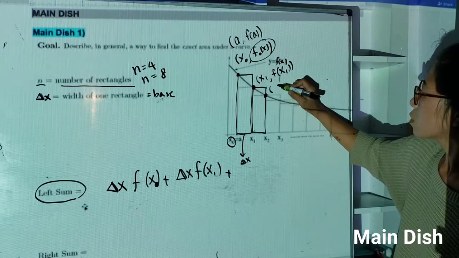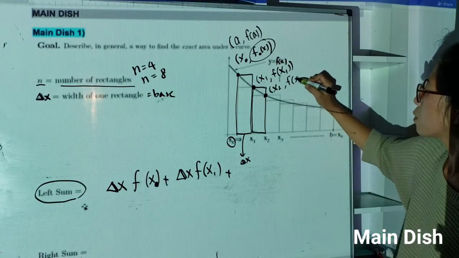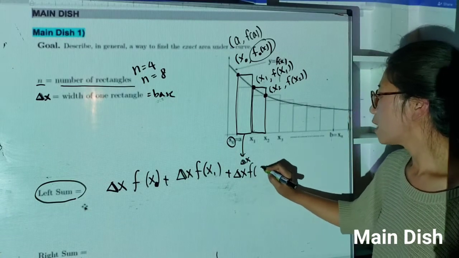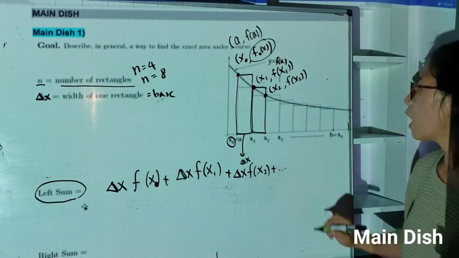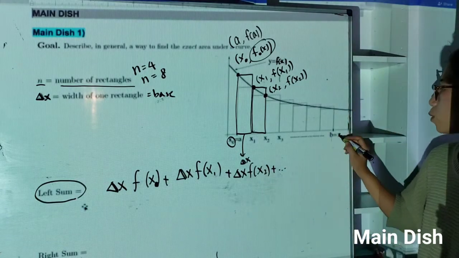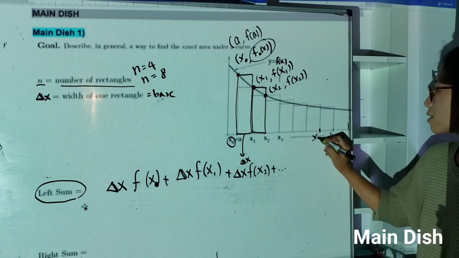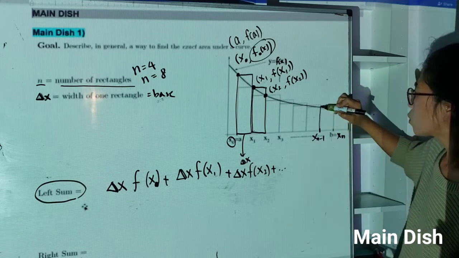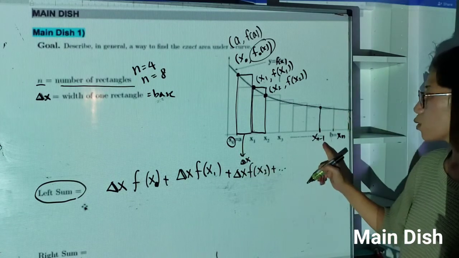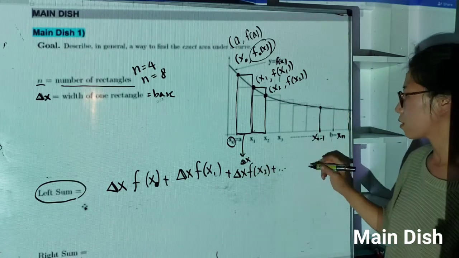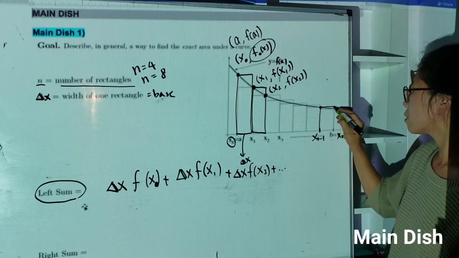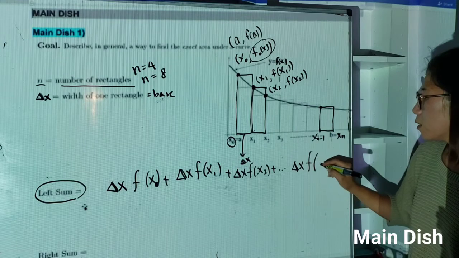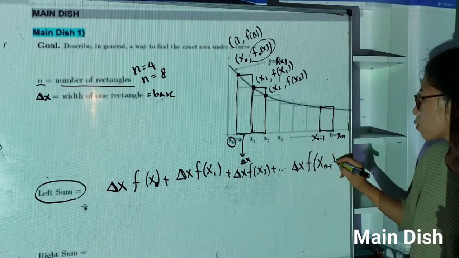Next one: now do you see the pattern? So f of input x2, so delta x times f of x2. Then how far do we have to go? Do we have to go all the way to xn, or do we have to go to xn minus 1? Since it's going to be the left hand sum, you are going to end here. And from here to here, you are going to have a total of n rectangles. So this is the rectangle that I want to find as the last: delta x as a base, and my height is going to be f of xn minus 1.